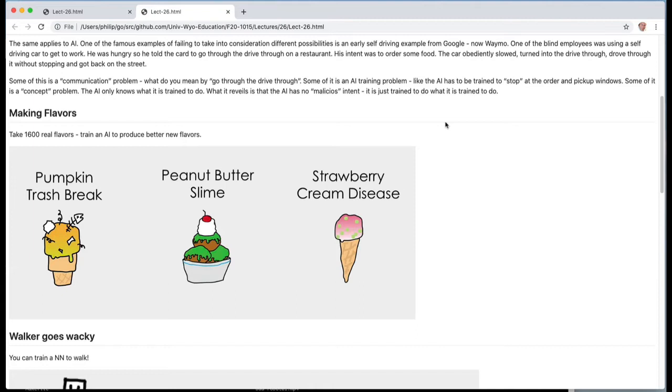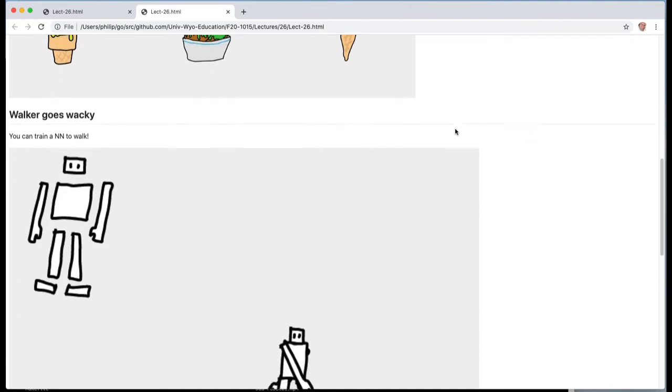I don't know if you think pumpkin trash break would be a good idea, or peanut butter slime, or strawberry cream disease, but these are recommendations from the computer as to what human beings would actually like as flavors. And I'm not too keen on any of those, to tell you the truth. I think they're a little bit odd. I want to talk about some examples that will explain the oddness of the ice cream in a better way.